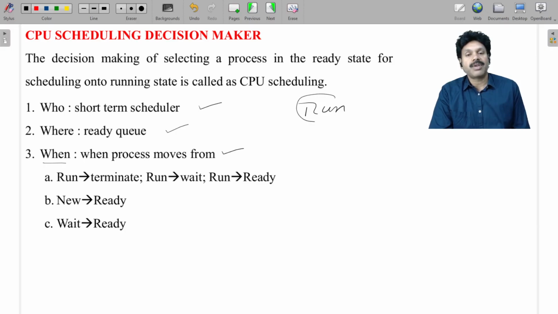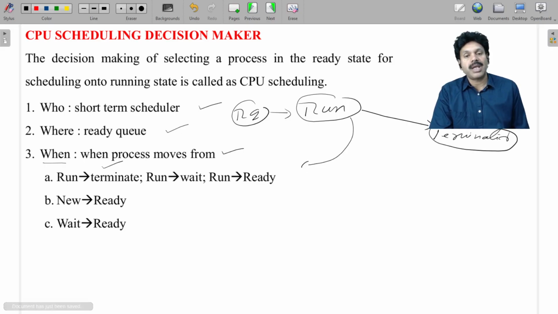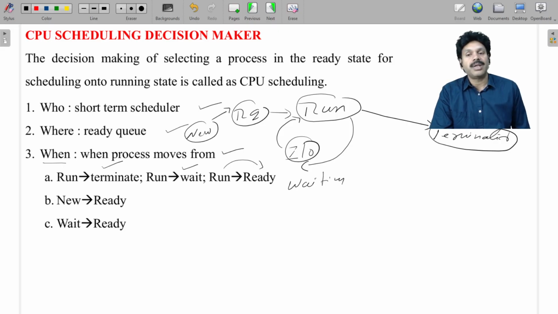Initially, a process is coming from the ready queue to the run state, and once the process is successfully completed, it goes to the terminated state. That is the first one, run to terminate. And if the process needs any IO, then immediately you're entering into the waiting state. That's the next one, run to wait. Once the IO is completed, then again you're going back, which is nothing but wait to ready. And after that, whenever a new process is created, it is going to the ready queue.